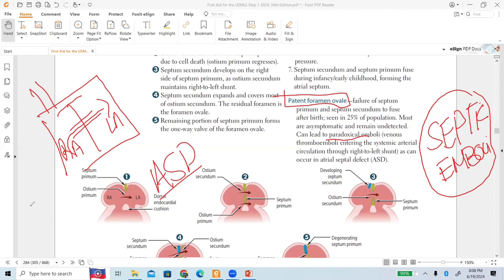Hello? Can you explain the embryological defect of ASD and patent foramen ovale? Because now I'm a little bit confused. Okay, so you are asking about the paradoxical emboli? No, not about the paradoxical emboli, about the embryological defect in patent foramen ovale and ASD. Okay, okay. I will highlight.